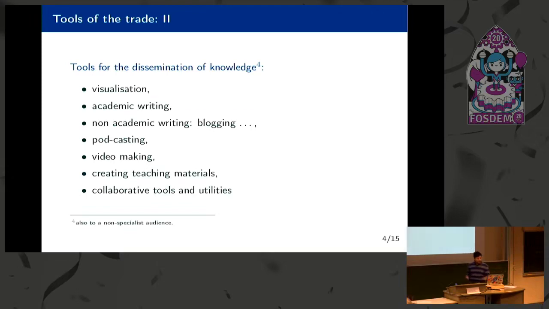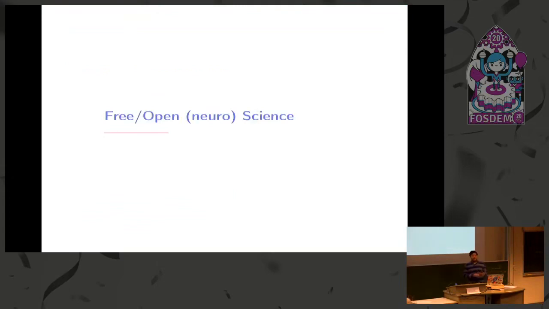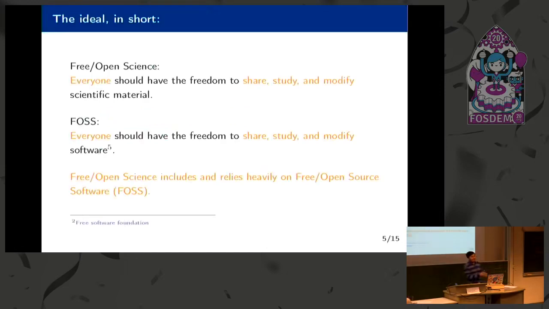So what do we mean by free and open science? Everyone should have the freedom to share, read, or make amendments and modify your scientific material, right? That's the definition of FOSS. Everyone should have the freedom to access and study what we are actually working on, right?